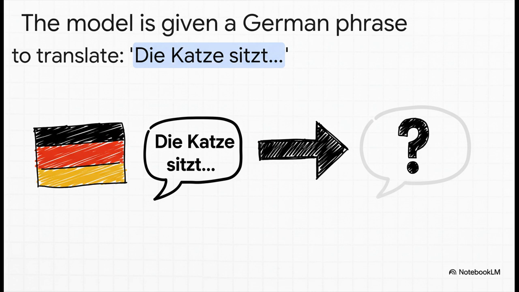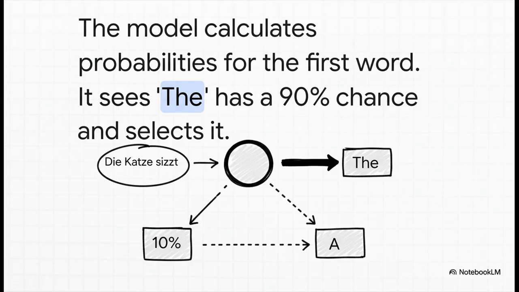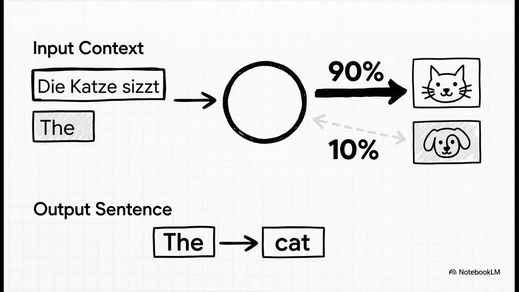What do you think the very first English word is going to be? Well, the model runs the probabilities. Based on the German word die and everything it's learned, it calculates, say, a 90% chance the next word is the, and maybe a 10% chance it's a. No contest, right? It picks the. And here's where it gets cool. It does the whole thing over again. But this time, it's not just looking at the original German. It's also looking at the word it just wrote, the.